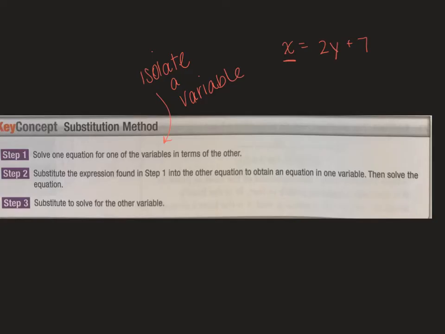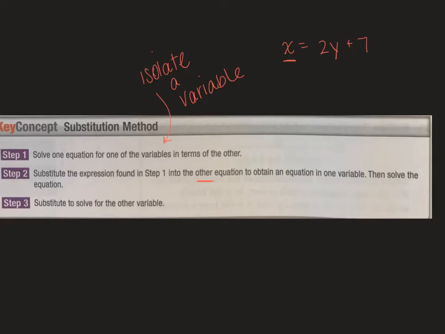Once you do that, you can substitute it into the other equation. So that's the big thing here. Do not plug it right back into the equation you're working on. It's the other equation. And that's going to give you a new equation with just one variable. So you might see only y's, and that's what you want. Once you have that, you can solve that equation.